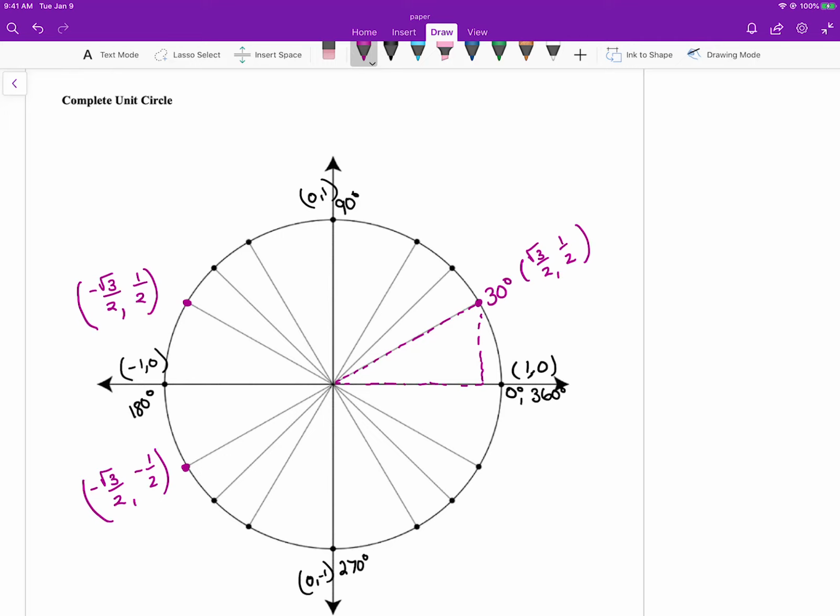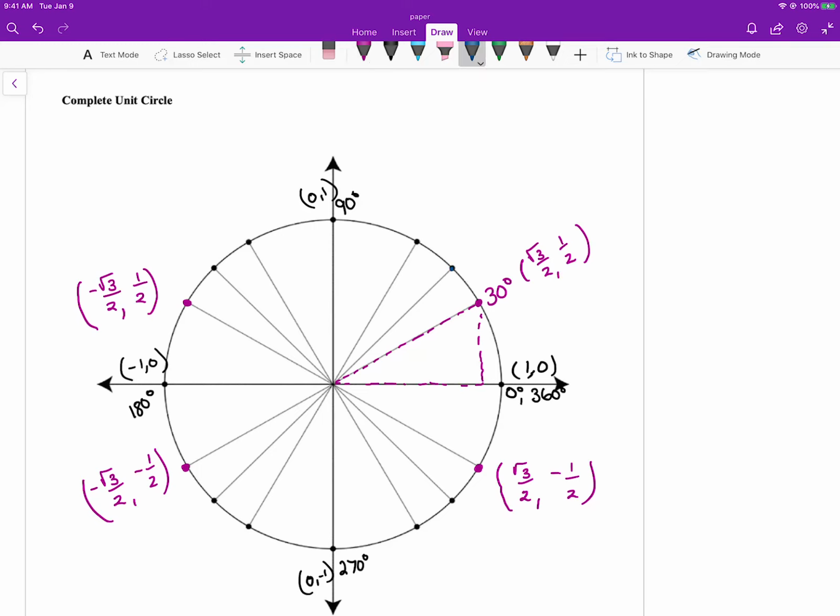And then if I reflect that in my fourth quadrant, I have a positive x value, √3/2, and a negative y value, -1/2. I'm going to fill out the rest of the first quadrant, and what I would like you to do is go through and fill out the rest of the unit circle and then check your answers.